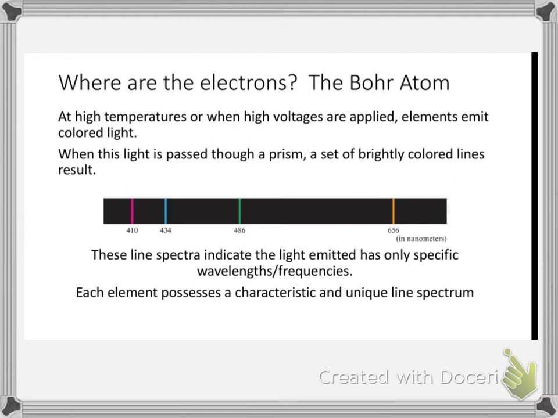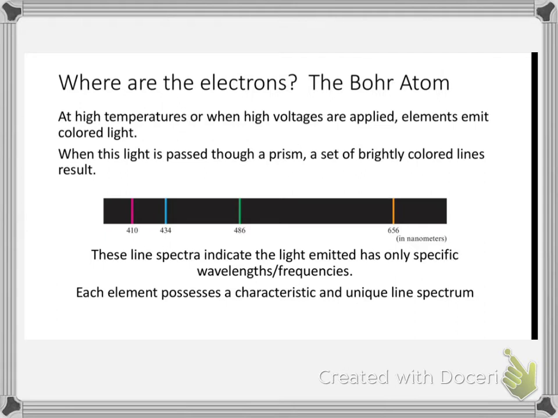So what happens is this experiment, it says at high temperatures or when high voltages are applied. So high temperatures would be like the flame tests that you did in lab. When you put the chemical into the flame, you were introducing energy through that flame into the chemical. Or a high voltage would be like a neon lamp, right? So you have gas inside the neon lamp, and then you plug it into the wall and turn on the switch. You're putting high voltage through that gas, so you're putting in the energy.